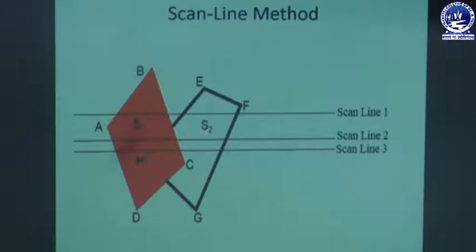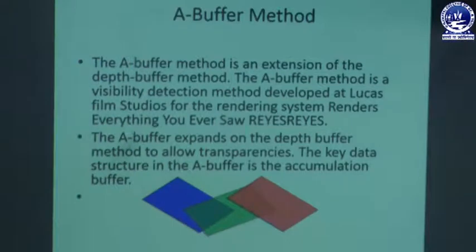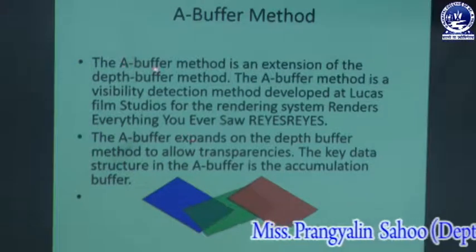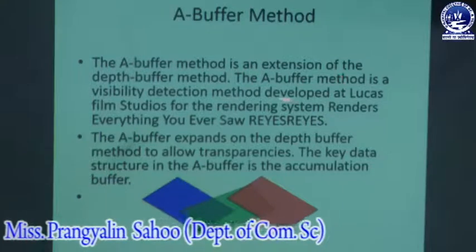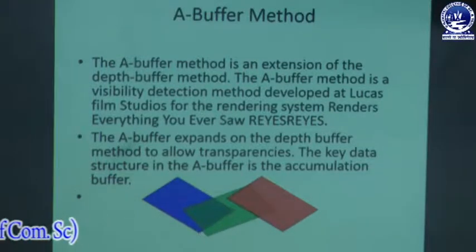A-buffer method. The A-buffer method is an extension of the depth buffer method, or Z-buffer. It is a visibility detection method developed at Lucasfilm Studios for the rendering system Renders Everything You Ever Saw, REYES. The main function of the A-buffer is to expand on the depth buffer method to allow transparency. To allow transparency, the key data structure in the A-buffer is the accumulation buffer.